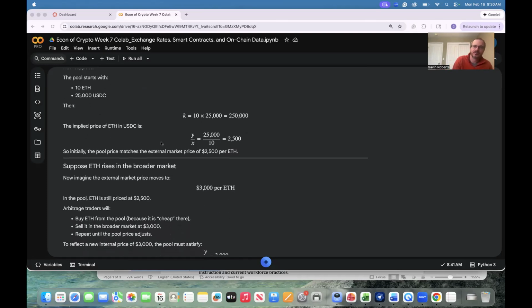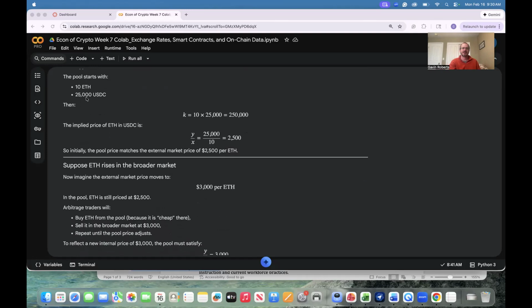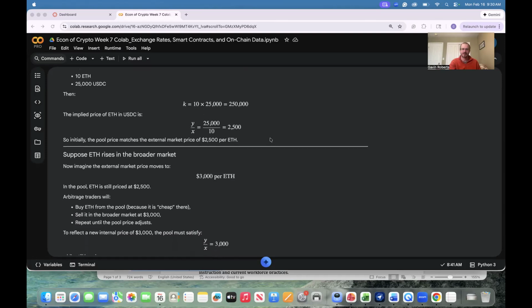So we'll suppose just a numerical example. The pool starts with 10 Ethereum and 25,000 US dollar coins. That means K, the constant at that point, is 10 times 25,000, or 250,000. Then we can ask, what's the implied price within the pool? At that point, the implied pool price is $25,000 over 10, or $2,500 per Ethereum, which again, we're just going with that example from above with the assumption about the Ethereum price. We know from above as well that it's actually a little bit less than that today.